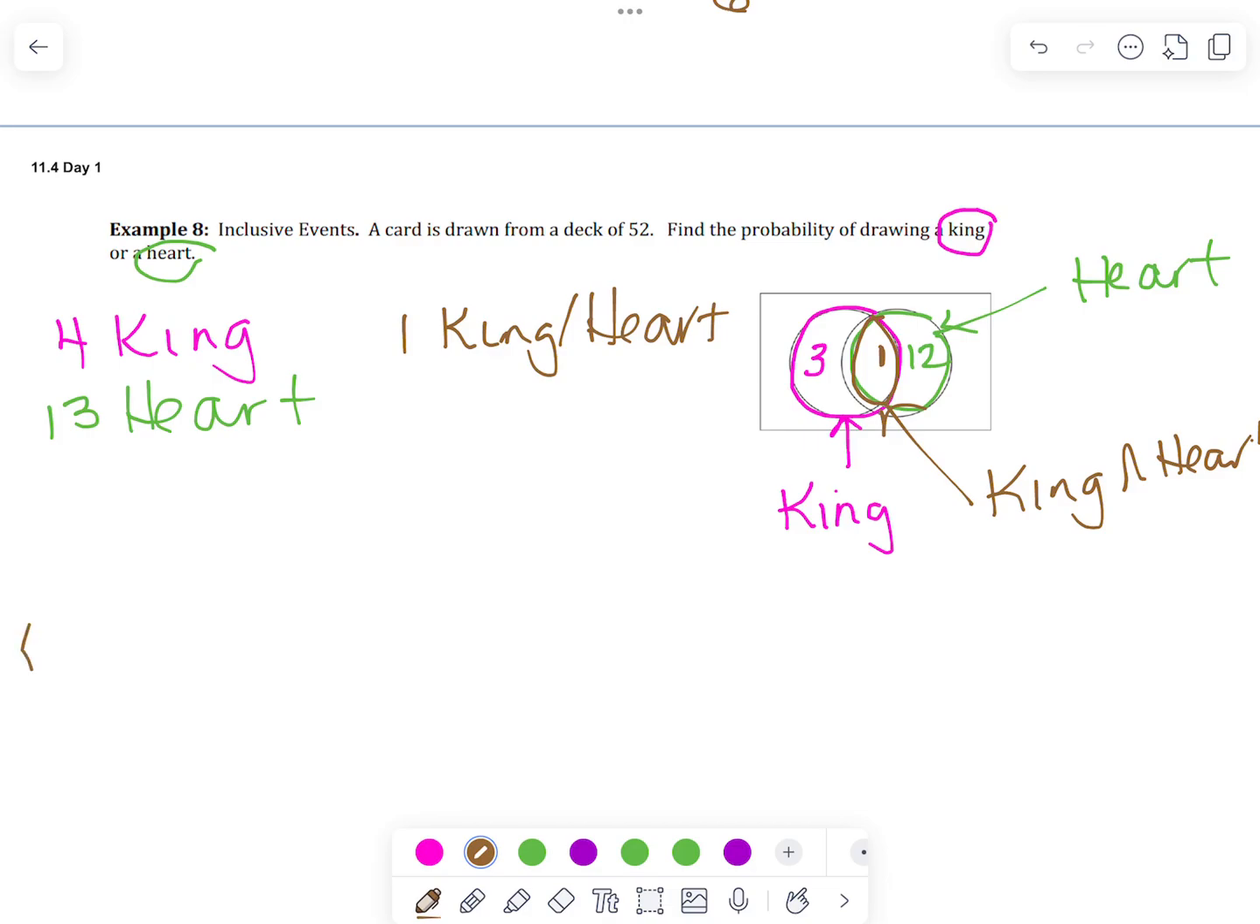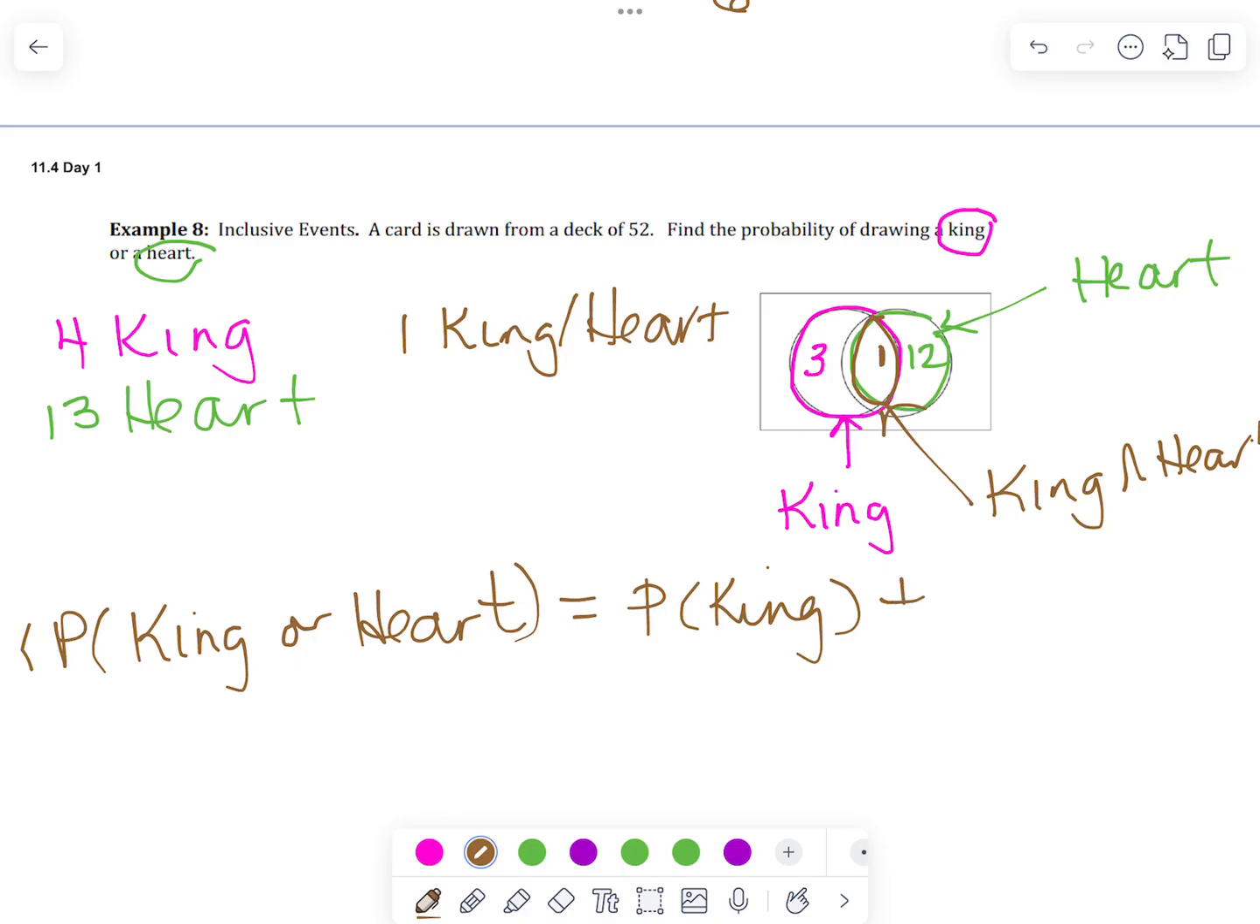The probability of a king or a heart will be the probability of a king plus probability of a heart minus a king and a heart.